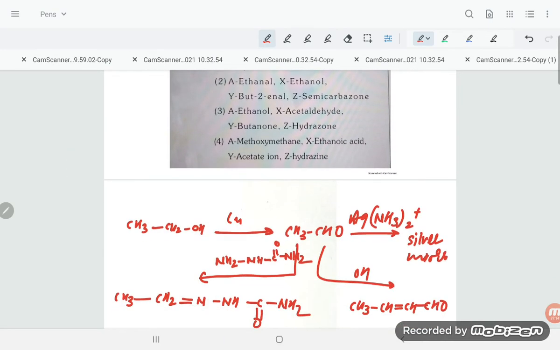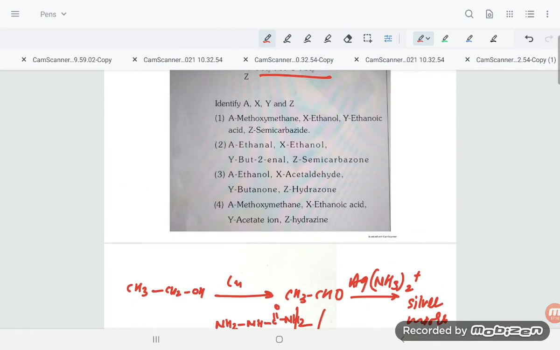Let us see, option A is ethanol. Methoxyethane is wrong. Ethanol, that is wrong, and methoxy, that is wrong. So the correct option is only 2.